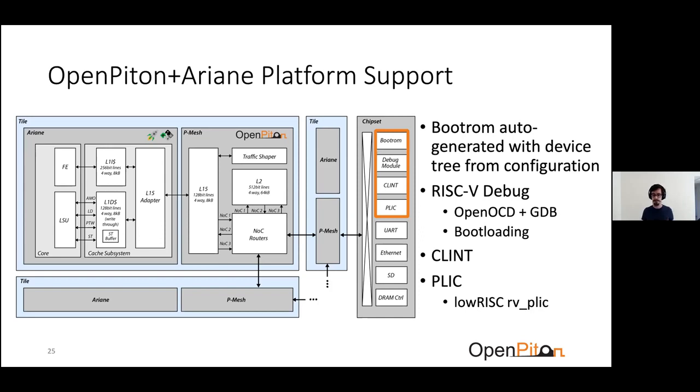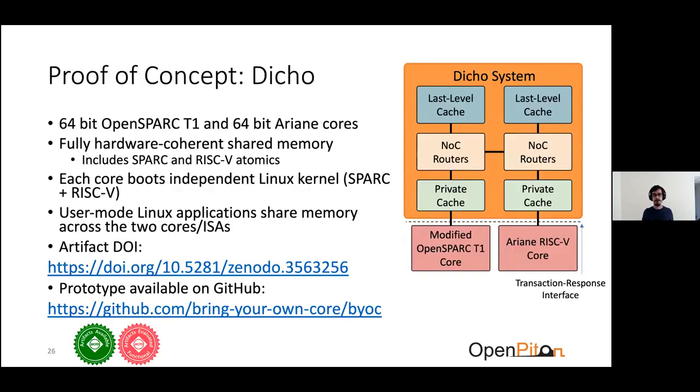Having built this, we can ask whether we can build an interesting heterogeneous-ISA system. A priori, if your goal had just been to build a RISC-V version of OpenPiton, the answer might be no, I figured out how to switch everything over onto RISC-V and that's it. But we really cared about making this heterogeneous-ISA system. The prototype that we built is called DICO, and it has a 64-bit OpenSPARC T1 core and a 64-bit Ariane core that live together in one system. They both have fully hardware coherent shared memory, including the ISA-specific atomics for SPARC and for RISC-V.